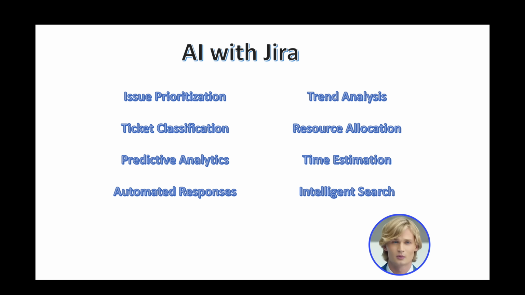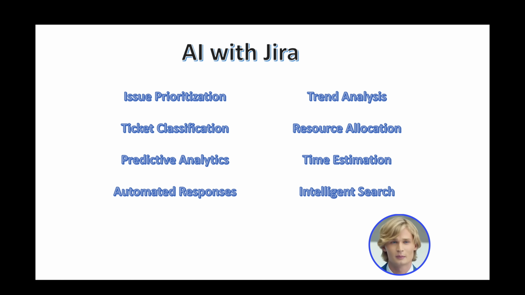4. Automated responses. Provide automated first-level responses to frequently asked questions or common issues reported by users. 5. Trend analysis. Identify recurring issues or challenges in projects and suggest preventive measures. 6. Resource allocation. Analyze current workloads and project requirements to suggest optimal allocation of resources.